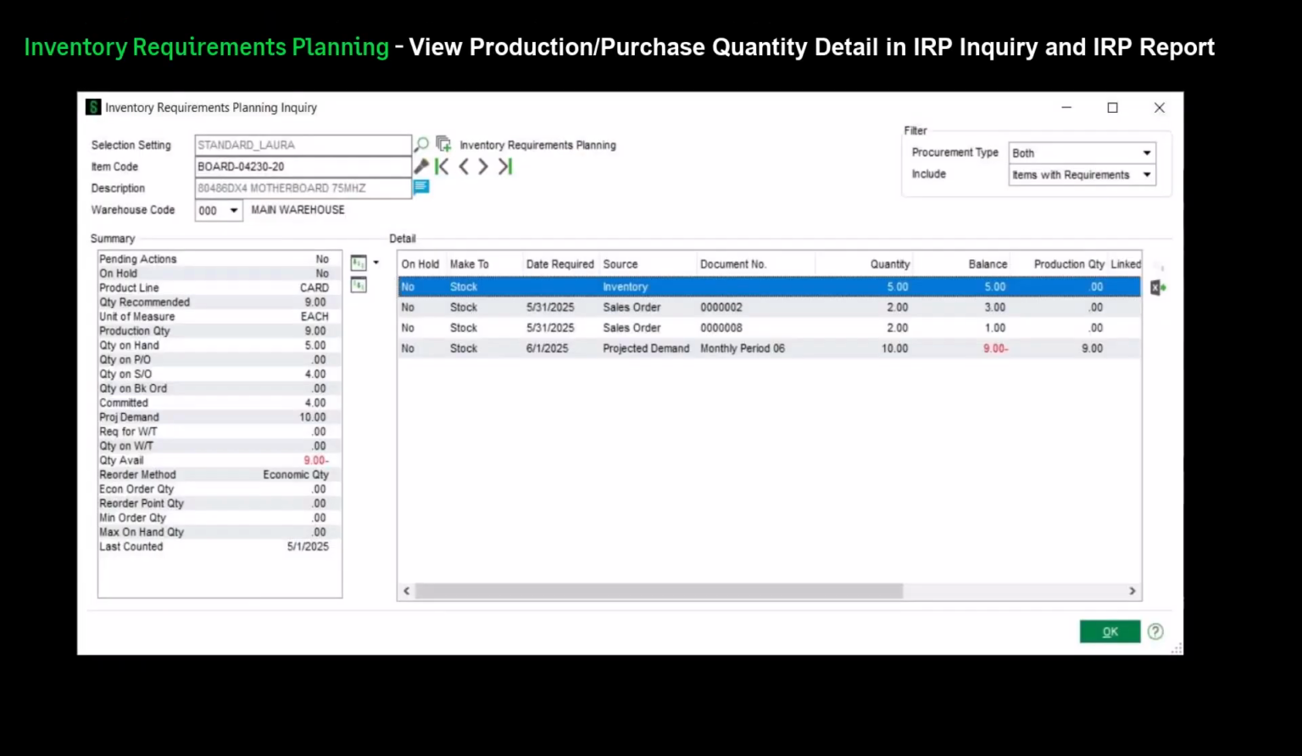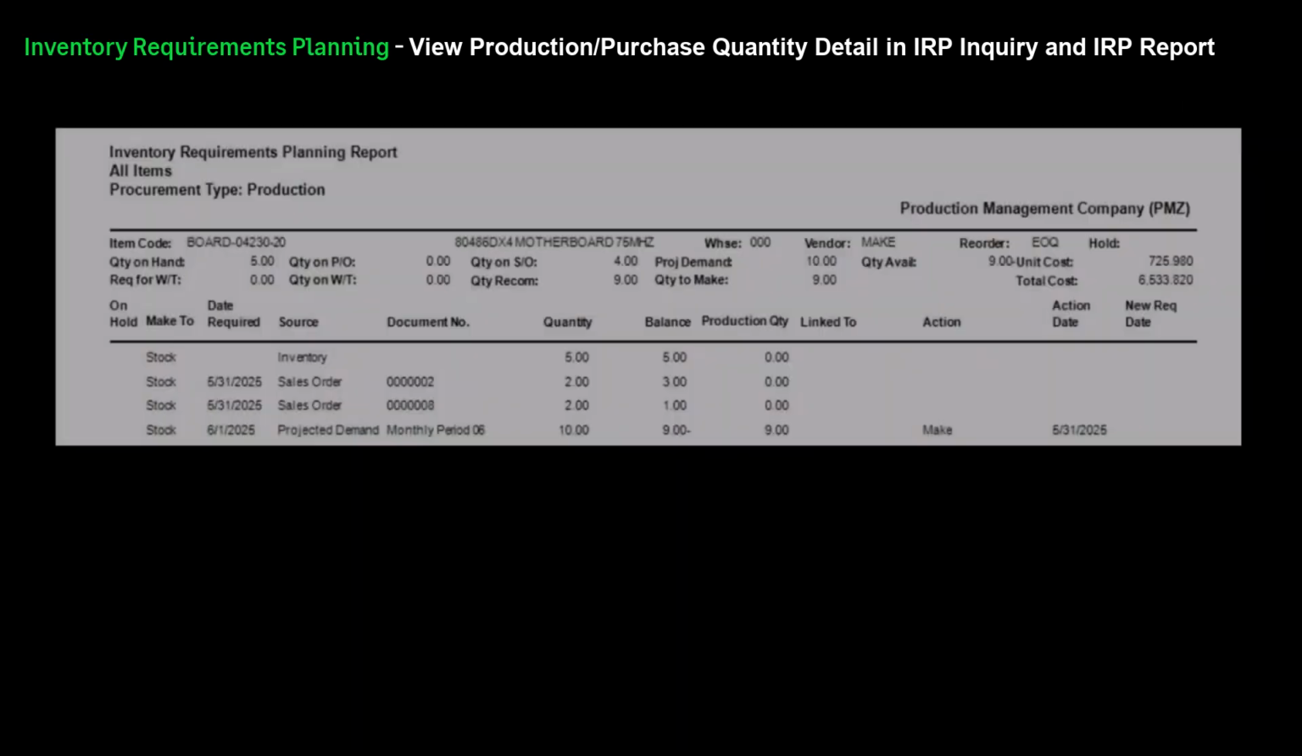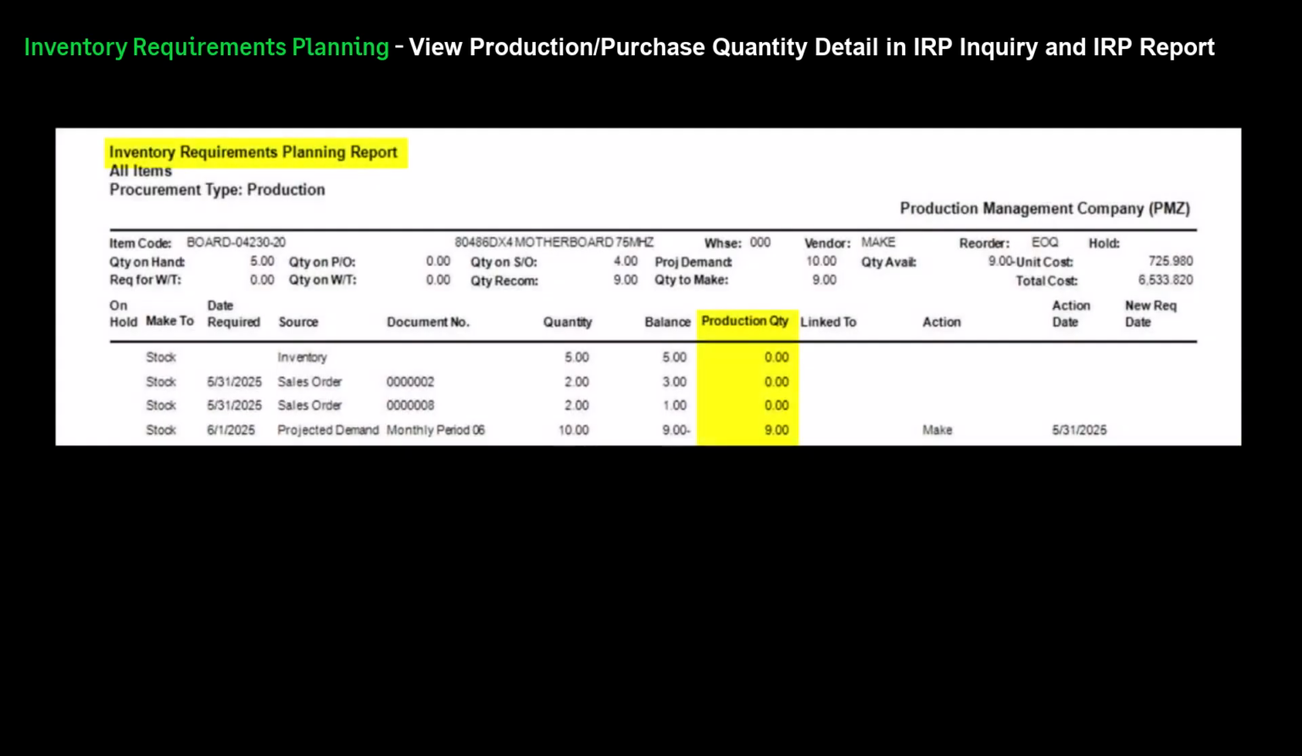Ava here to introduce an update to the Inventory Requirements Planning inquiry. We've added a new production/purchase quantity column to the detail view, making it easier and quicker for you to access quantity information without having to look it up in the item detail window. Plus, this new detail will also print on the Inventory Requirements Planning report. This update is designed to save you time and streamline your workflow, especially in distribution and manufacturing.